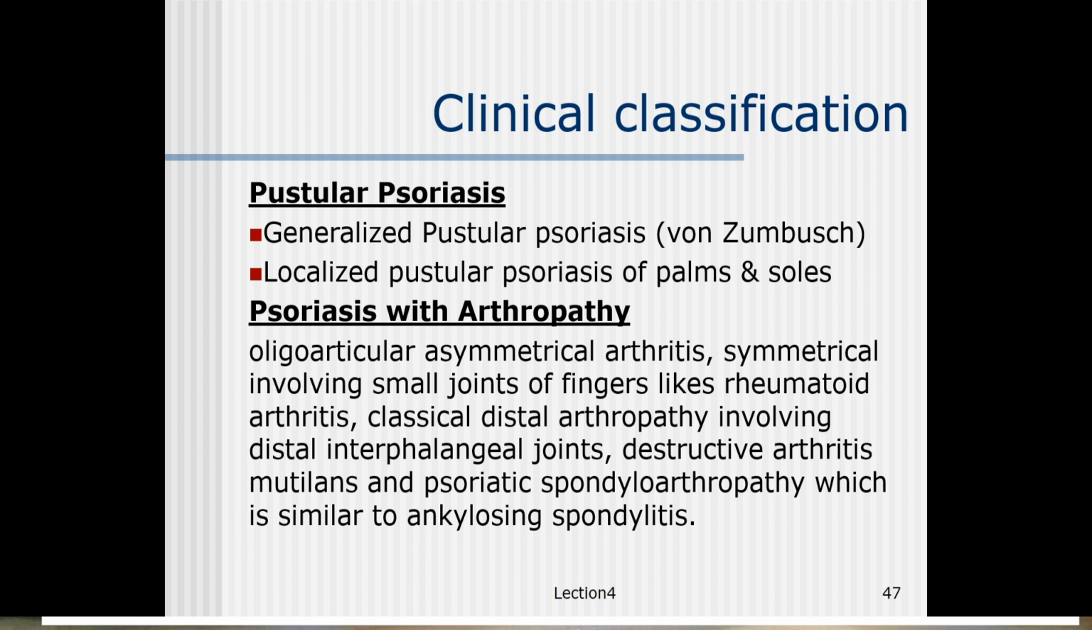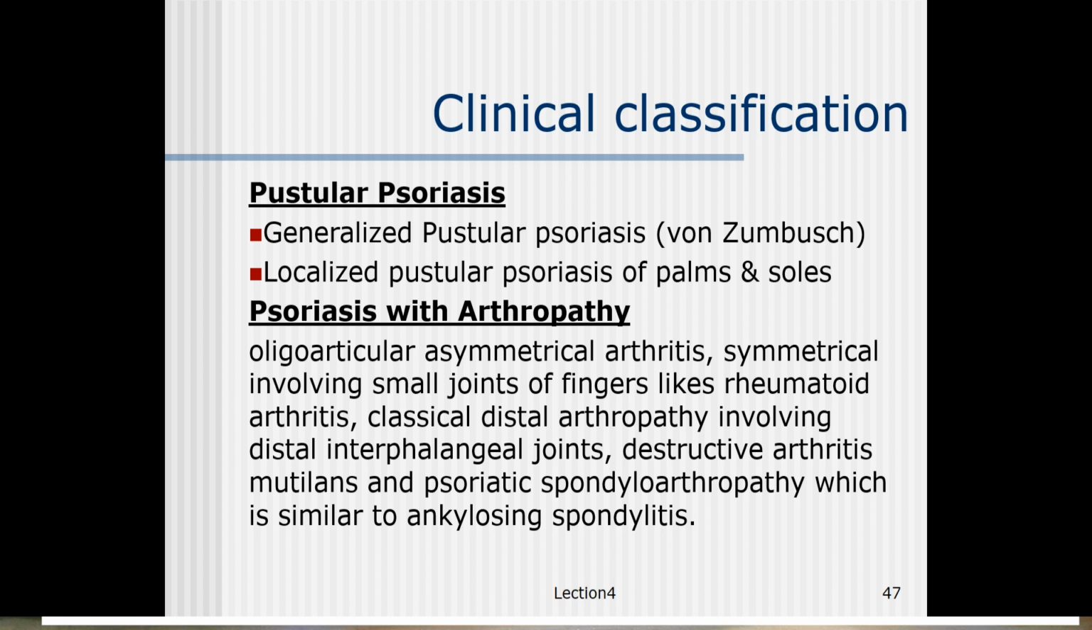Pustular psoriasis. Generalized pustular psoriasis, von Zumbusch. Localized pustular psoriasis of palms and soles. It's a very treatment-resistant form of psoriasis.